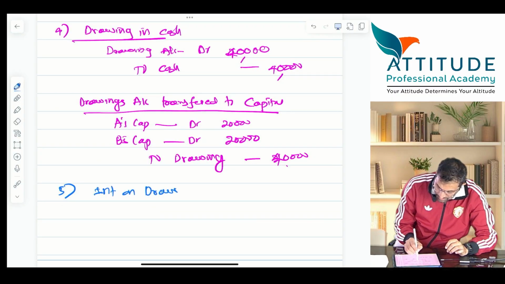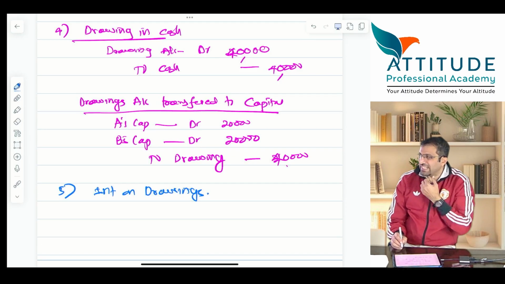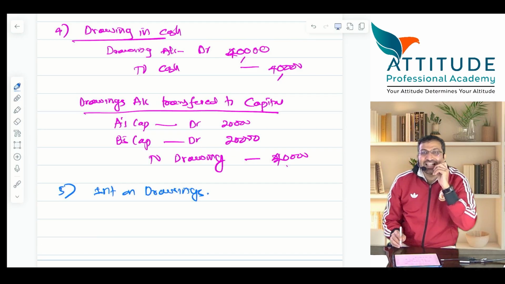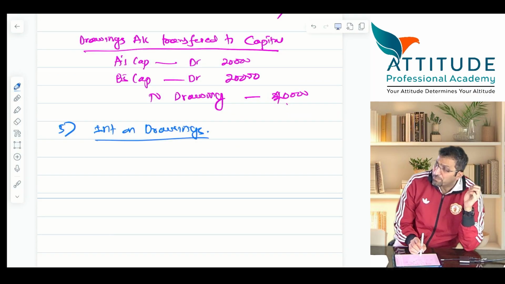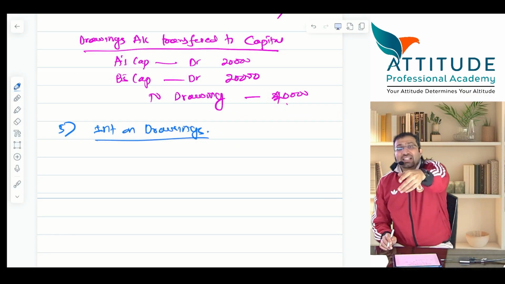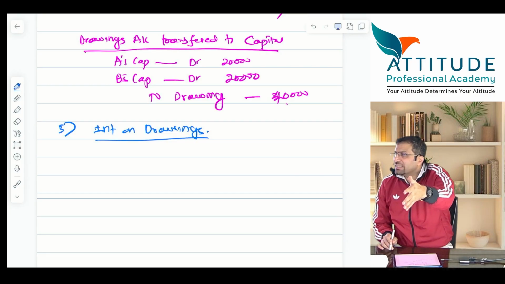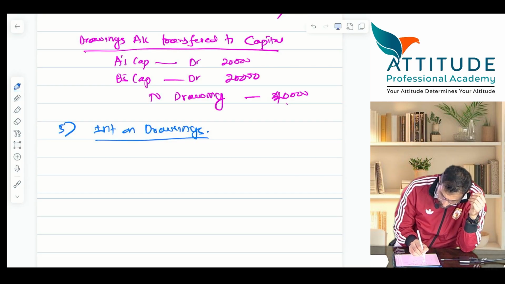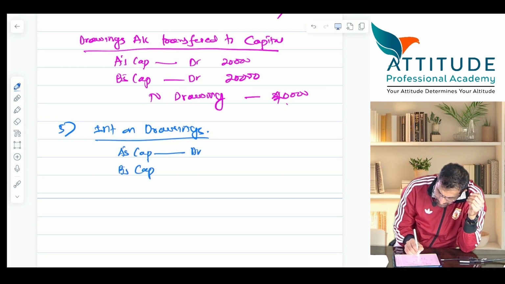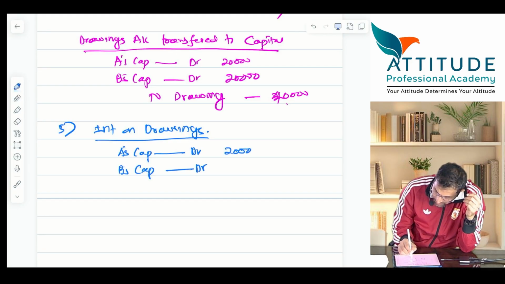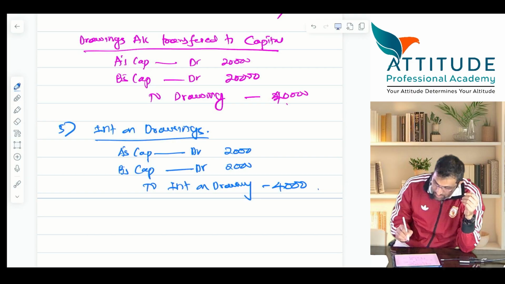Fifth one, interest on drawings. Let us say interest on drawings is 2,000 each, 10% of 20,000 is 2,000. Is that clear? How much is the interest on drawings? Tell me the entry. Interest on drawings will increase the capital or reduce the capital? If capital has to reduce, it has to be debited. Is that clear? Entry: A's capital debit, B's capital debit, 2,000 each, to interest on drawings. Interest on drawings, how much? 4,000.